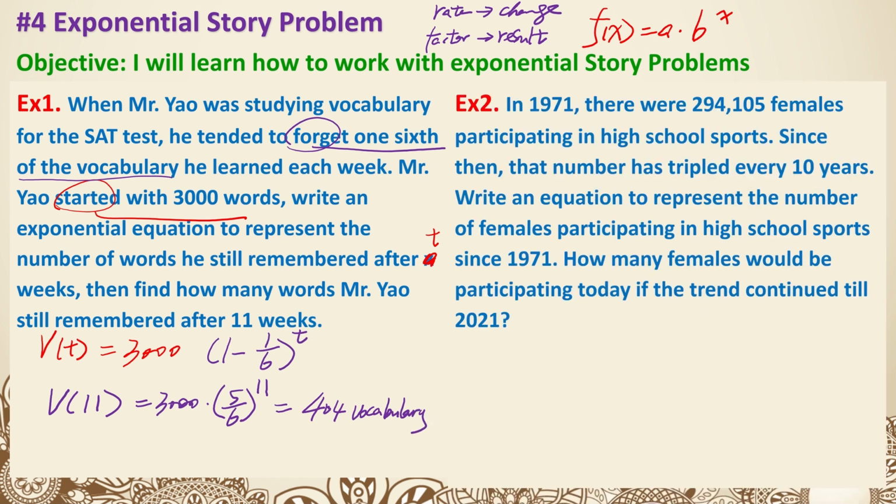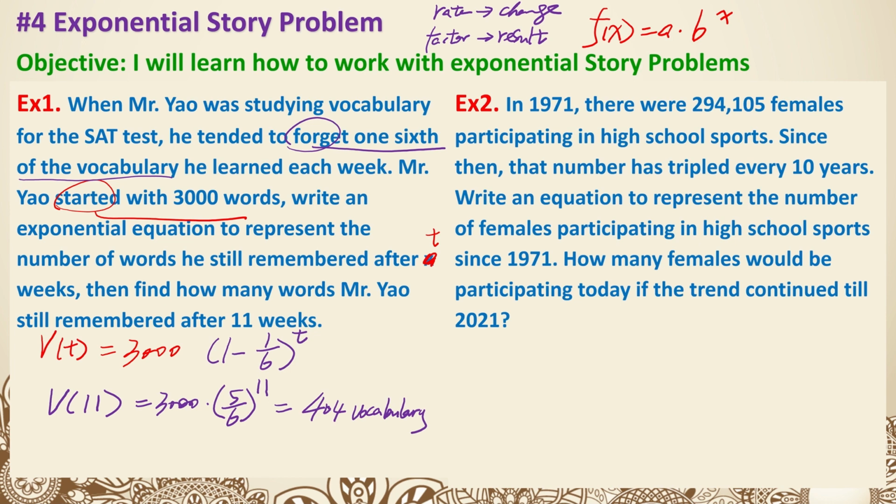Moving on, example 2. In 1971, there were 294,105 females participating in high school sports. Since then, that number has tripled every 10 years. Write an equation to represent the number of females participating in high school sports since 1971. How many females would be participating today if the trend continued till 2021?